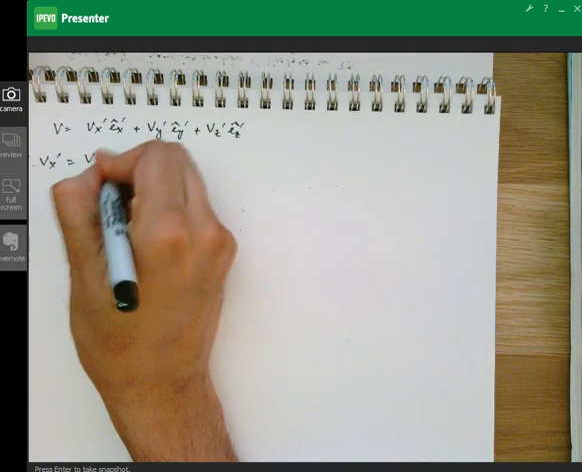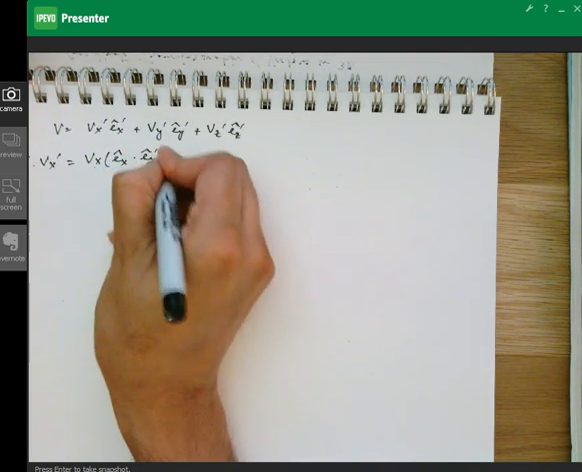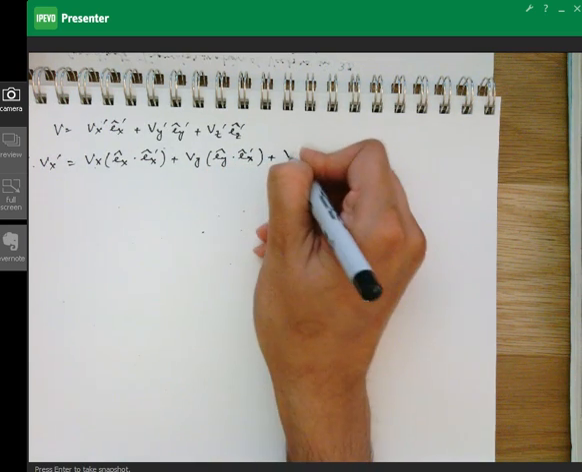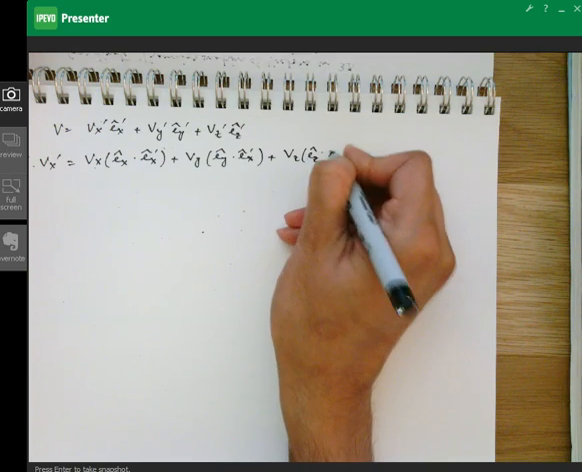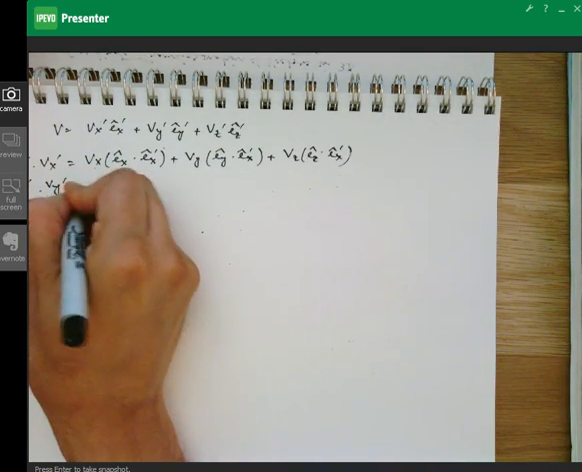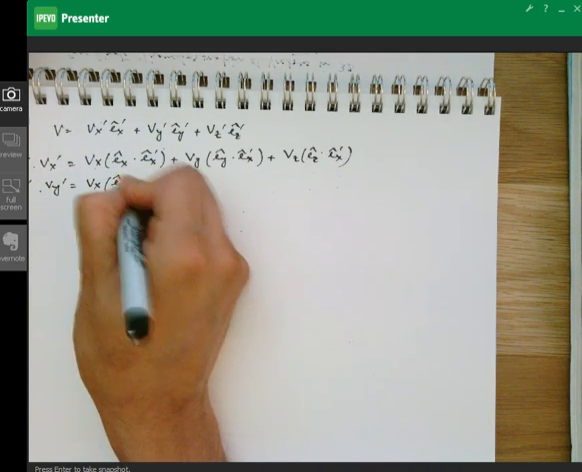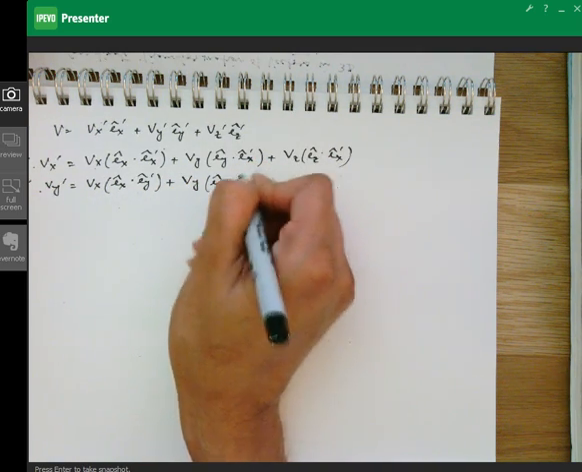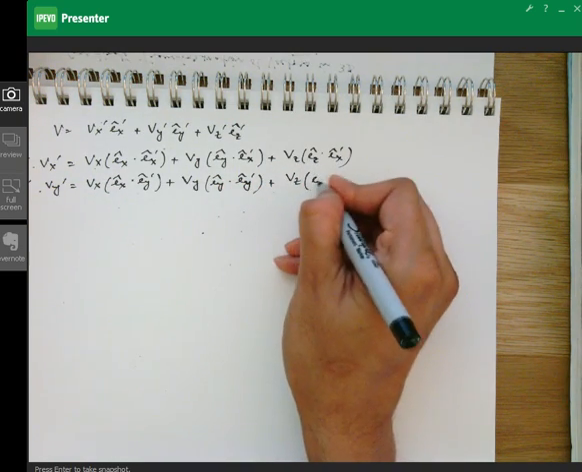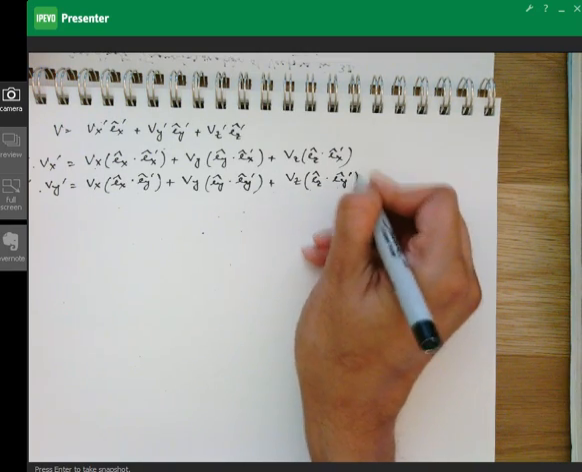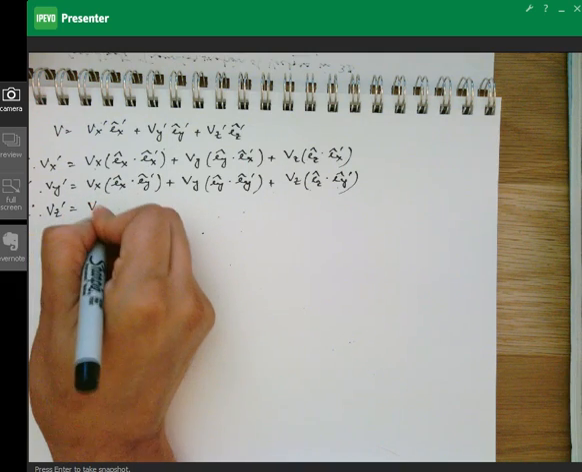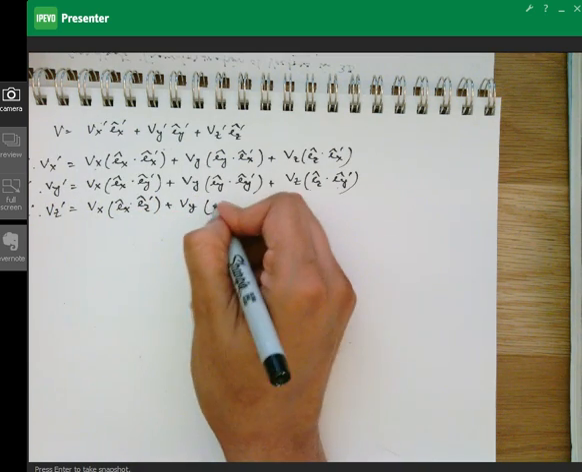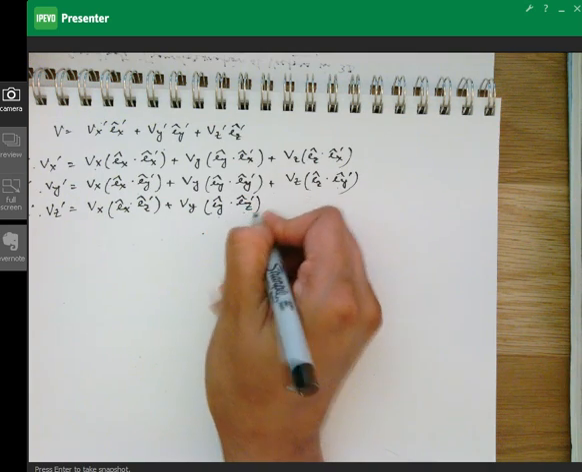So this is vx times ex dot ex prime plus vy ey dot ex prime plus vz ez dot ex prime, and similarly vy prime is given by vx ex dot ey prime plus vy ey dot ey prime plus vz ez dot ey prime, and vz prime similarly is given by vx ex dot ez prime plus vy ey dot ez prime plus vz ez dot ez prime.